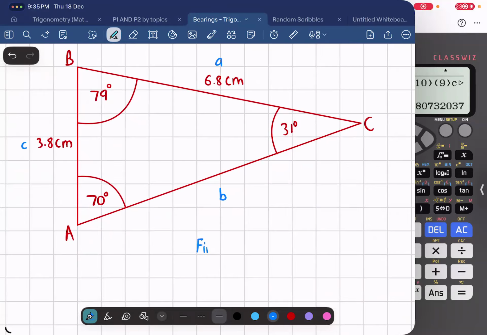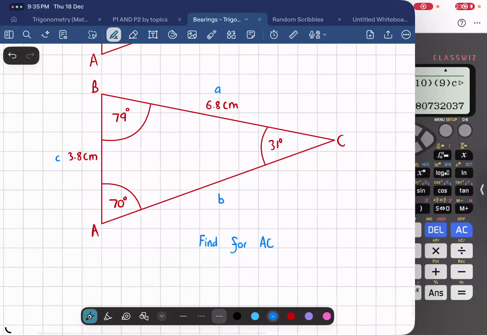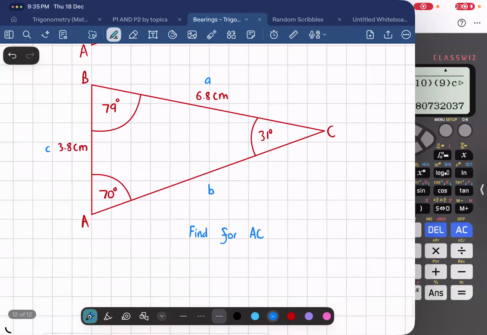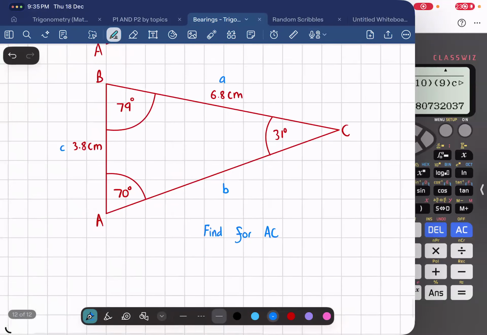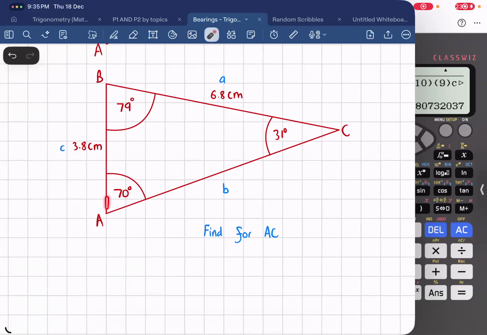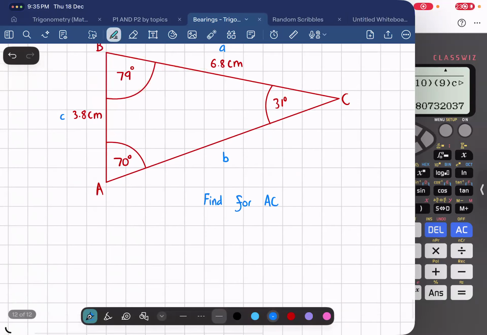Using the sine rule. Well, primarily, you could use the cosine rule, right? But you say you want to use the sine rule, that's fine. So find for AC. Let's try to use the sine rule here. But I would primarily use the cosine rule because if you look at this, what kind of angle is this? What kind of angle is 79? Yeah, so you could use cosine, but we love using the sine rule.